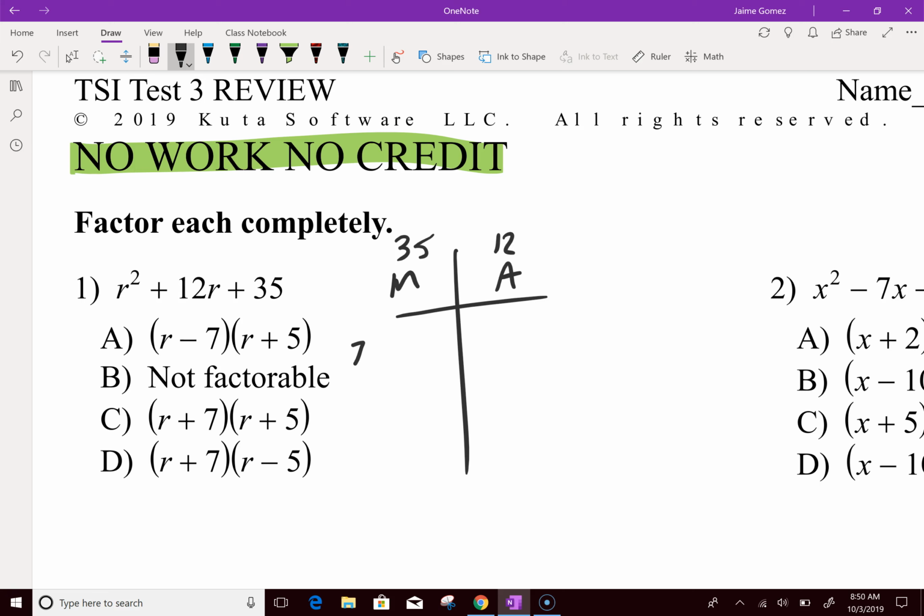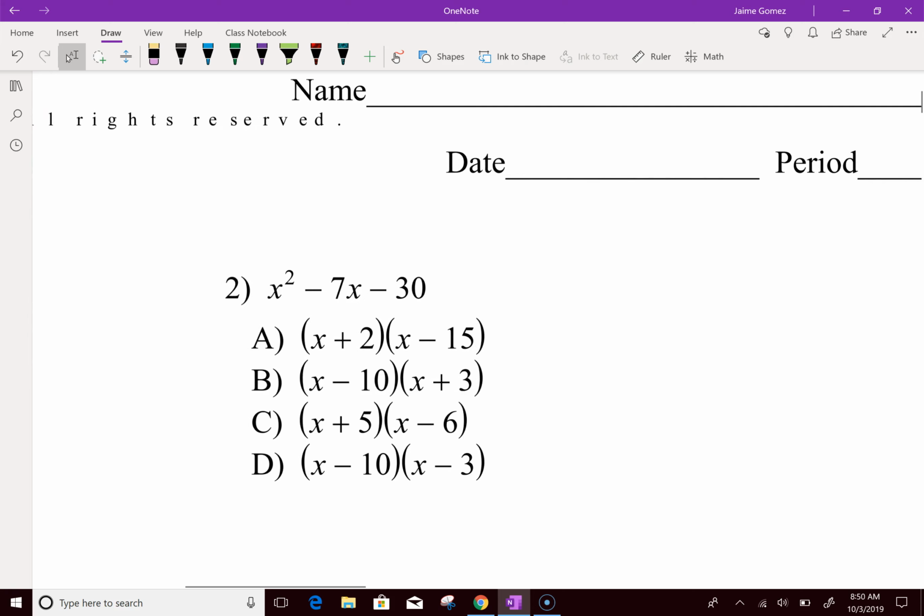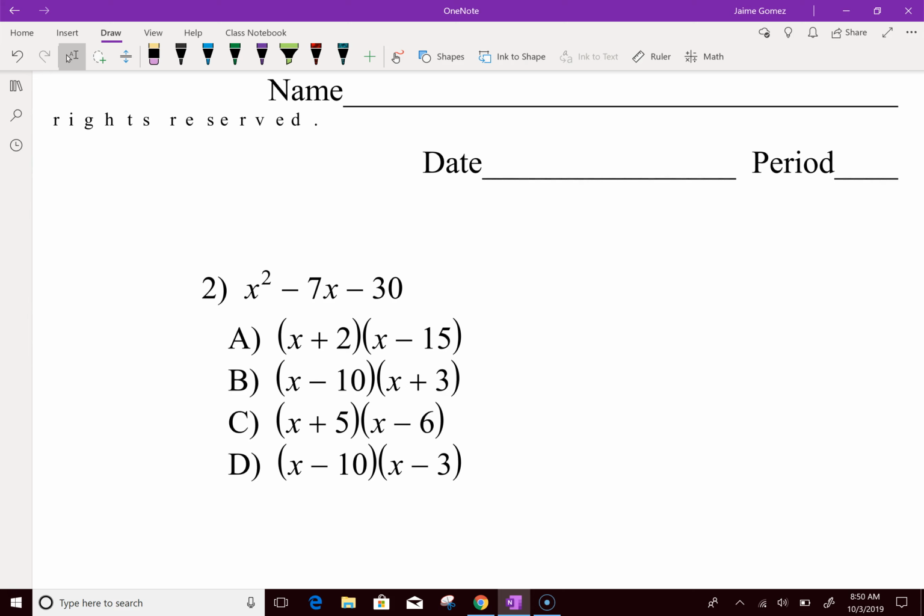So that would be 7 times 5 is 35, and 7 plus 5 gives me 12. So it's positive 7 and a positive 5. Positive 7, positive 5 right here. The number 1 on the test is b squared plus 11b plus 28. So number 2 right here says x squared minus 7x minus 30.